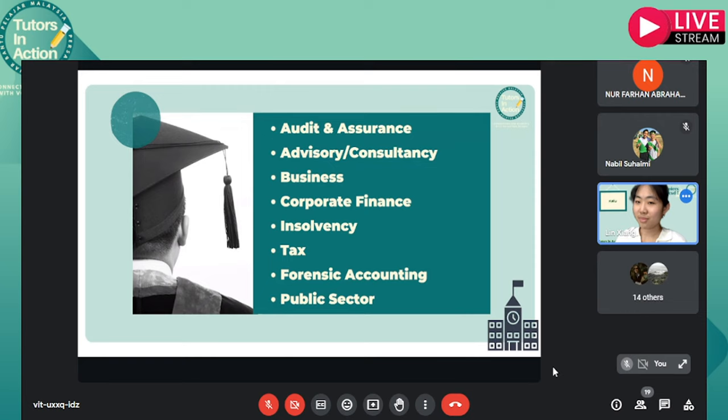And so moving on, you have your public sector. If you want to work for the government as well, you can do so, right? As you may or may not know, Dr. Rafizi Ramli, he's our current Minister of Economic Affairs, right? He's also a chartered accountant. He's also an ICAW chartered accountant.